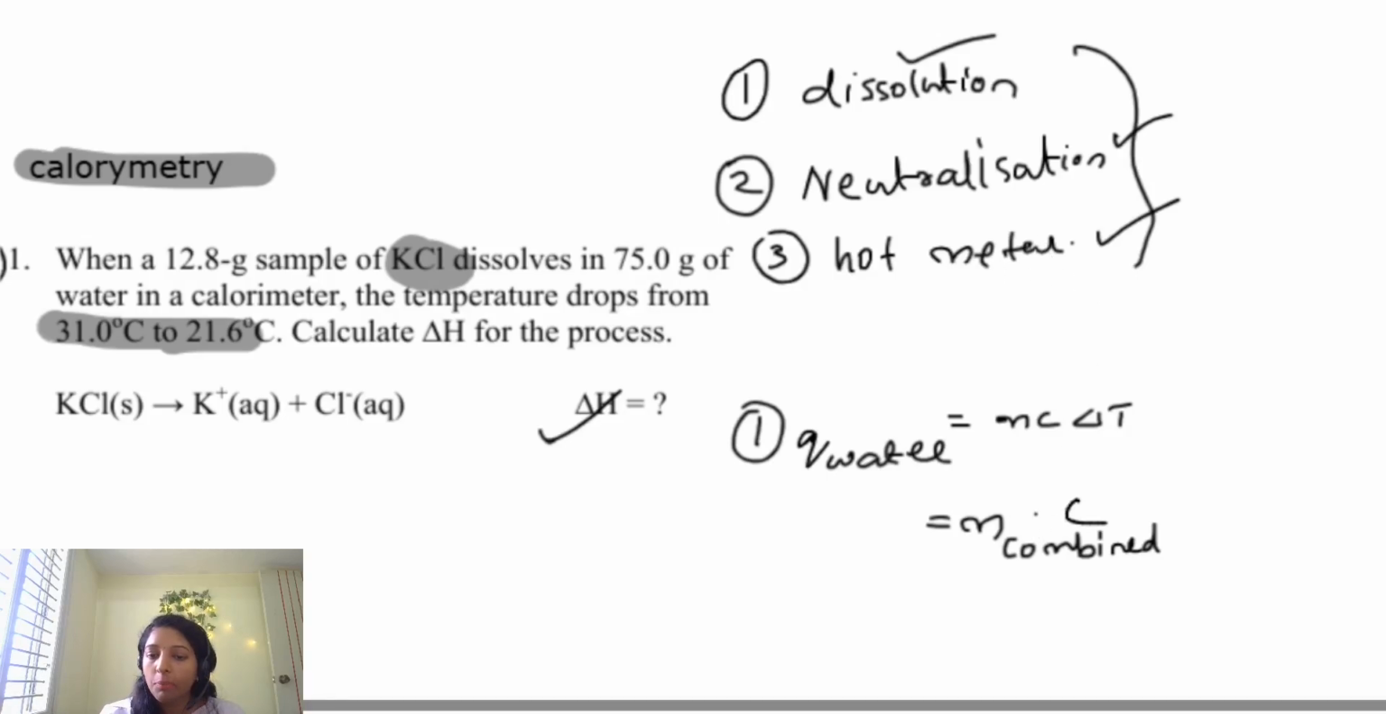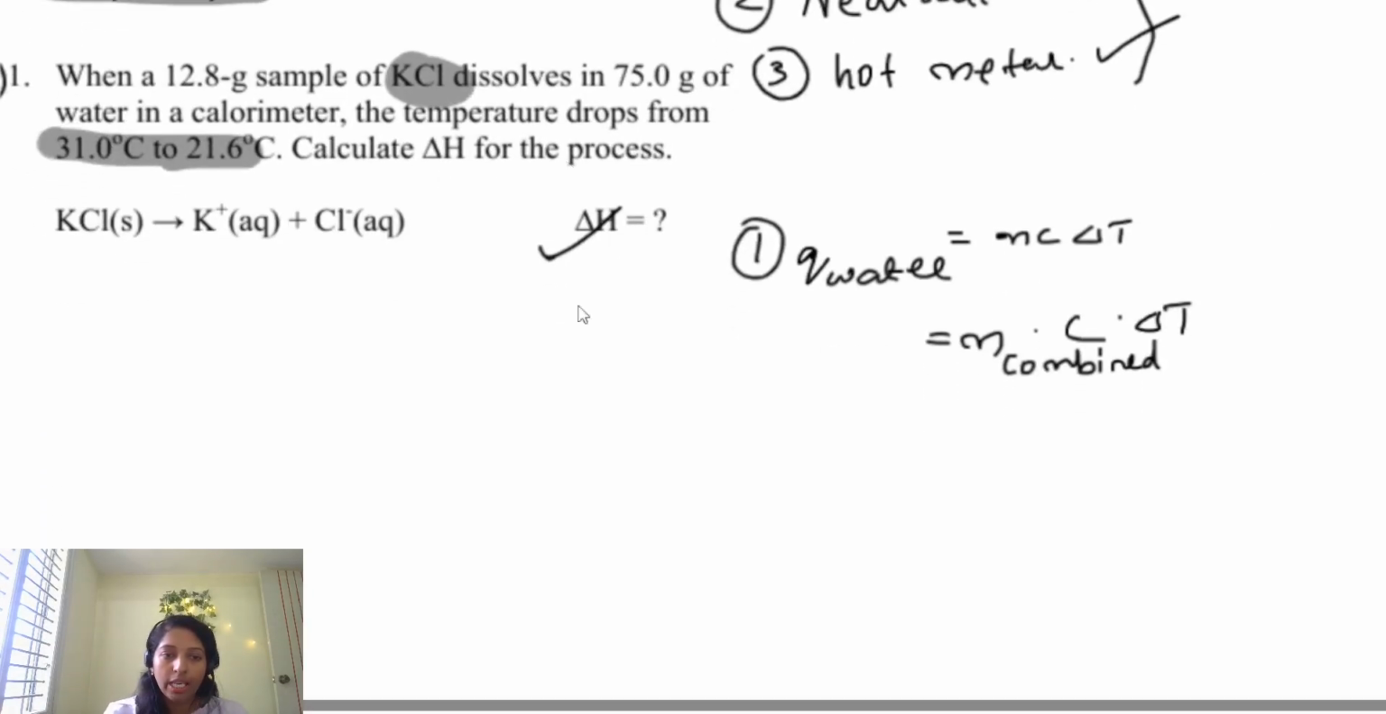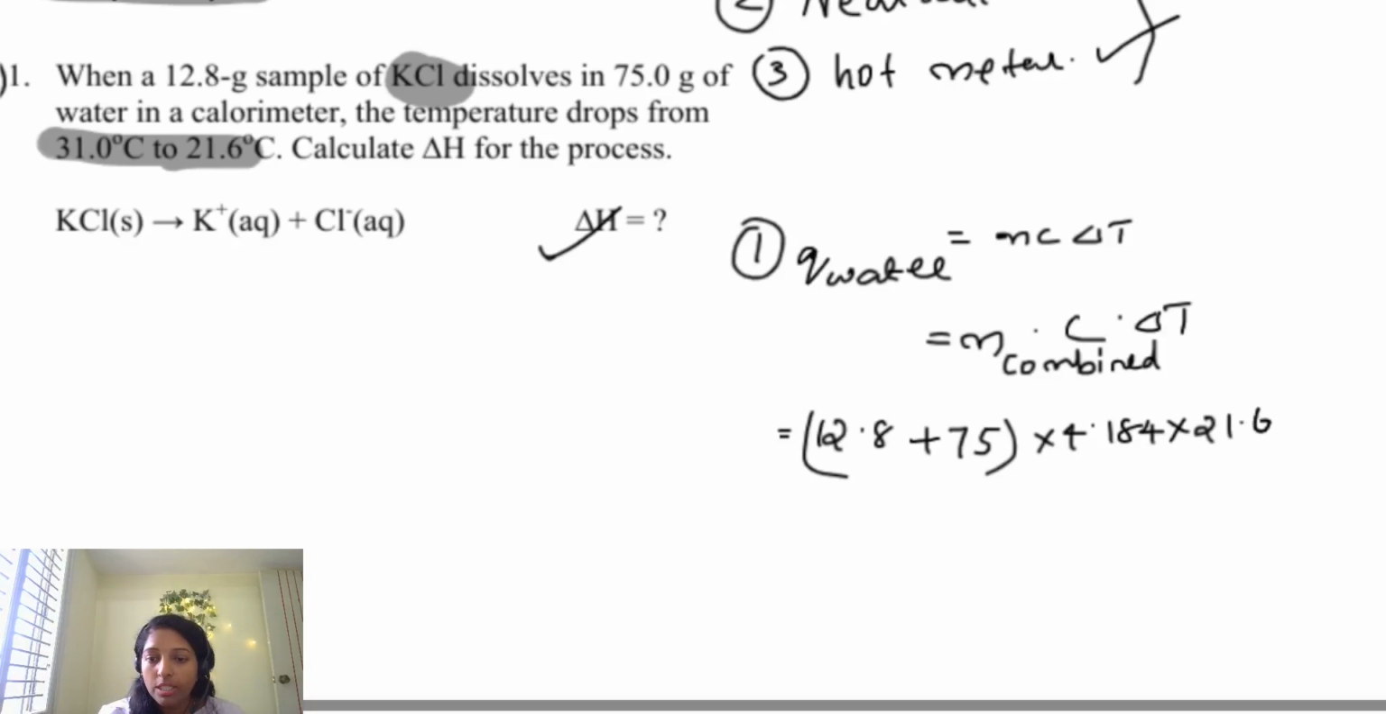Okay, the specific heat capacity of water and delta T of water. In that way, we are calculating the Q water. So in this case, what is the data? Mass is given: 12.8 grams of salt plus 75 grams of water, and the specific heat capacity is 4.184, and then the temperature difference is always final minus initial. So 21.6 minus 31.